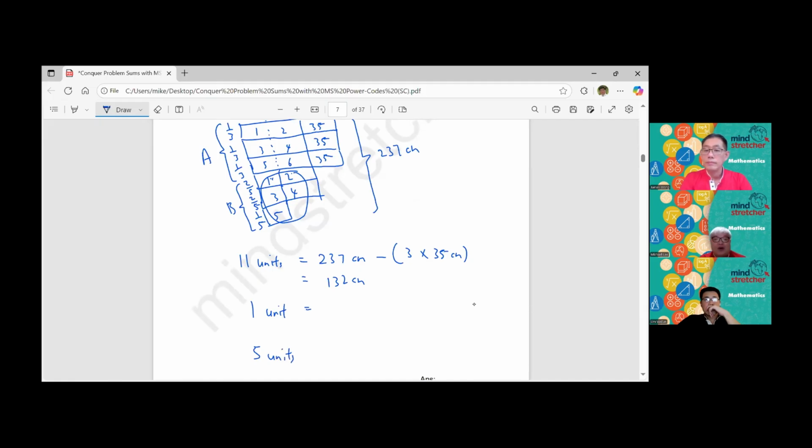Okay, so for those of you who managed to give me the answer, actually the answer is 60 centimeter. For those who didn't get 60 centimeter just now, do you want to try again? You work out what is 1 unit. After that, you work out what is 5 units. You should be able to get 60 centimeter. That means 1 unit will be 132 centimeter divided by 11, which will be equals to 12 centimeter.